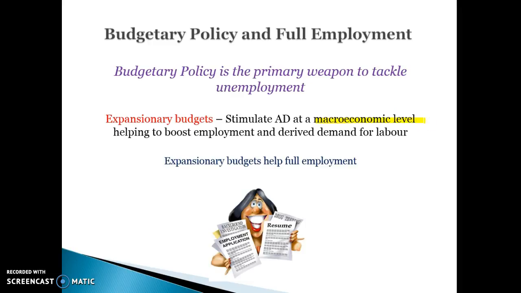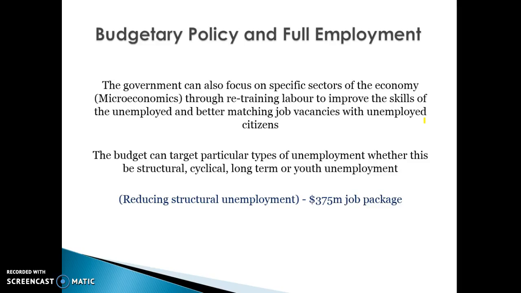So for example, if we make tax cuts, people have more disposable income, they spend more, that generates increased employment. Same with higher welfare. They have more money, they spend it, that generates employment. Infrastructure spending creates jobs, and generates employment. So any expansionary budgets that stimulate aggregate demand should help to achieve full employment. Contractionary budgets that slow down the level of spending will slow down the derived demand for labour and make it harder to achieve the goal.